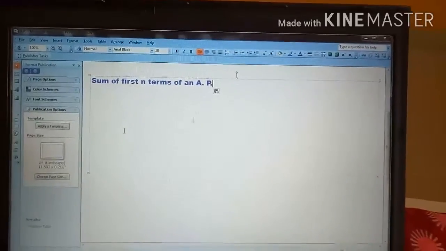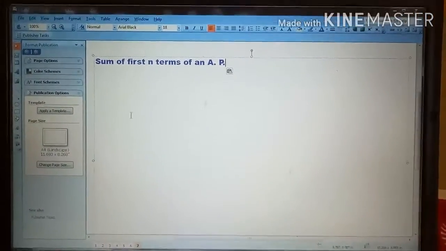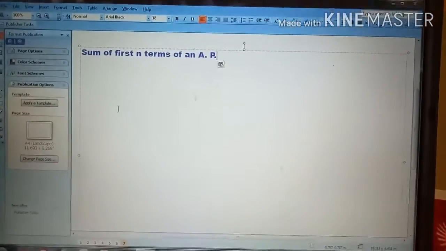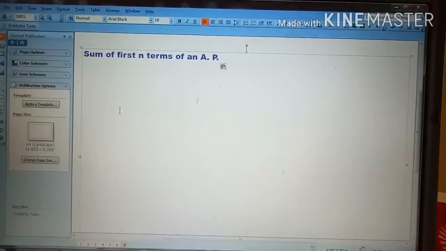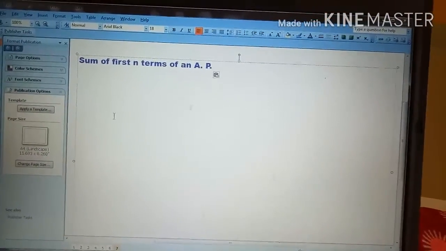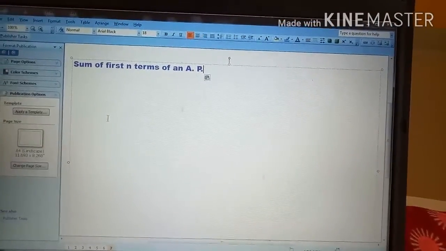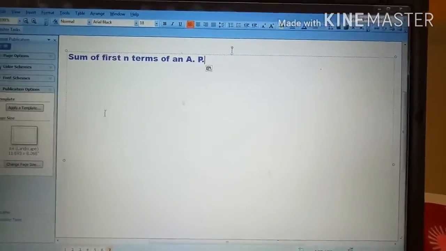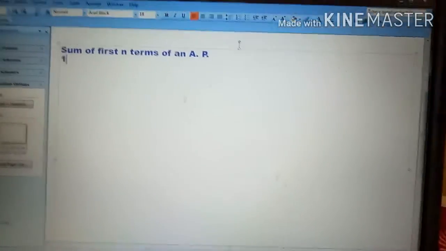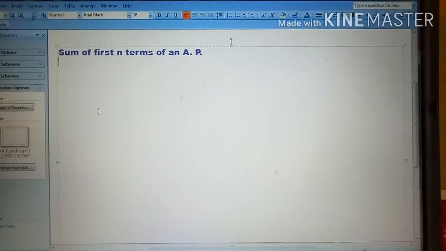Good morning, friends. Today we are going to learn the sum of first n terms of an arithmetic progression. Do you know what the sum of first n terms means? It means we have to add a number of terms. For example, if somebody tells you to add the first 10 natural numbers, tell me the first 10 natural numbers.